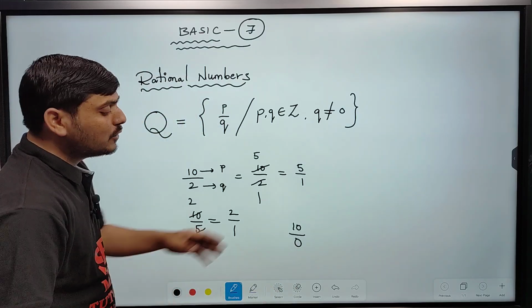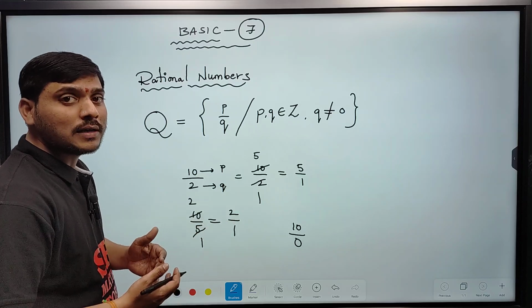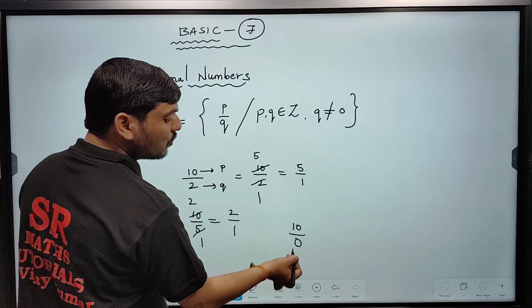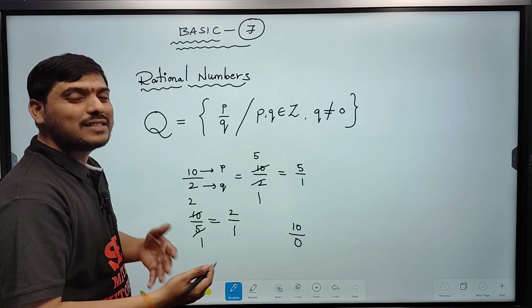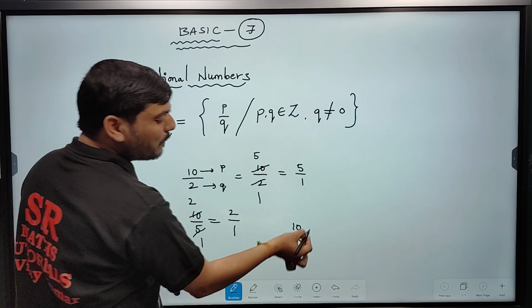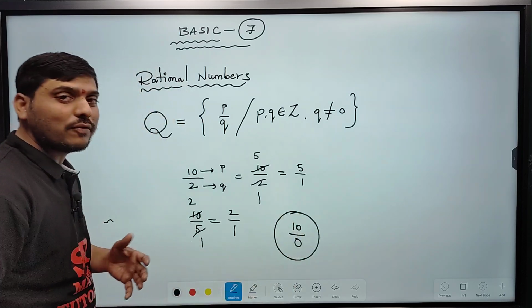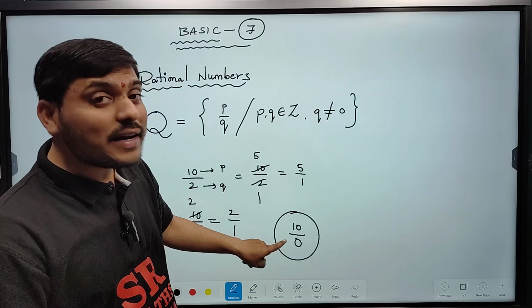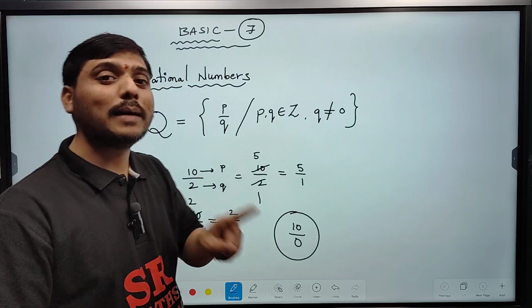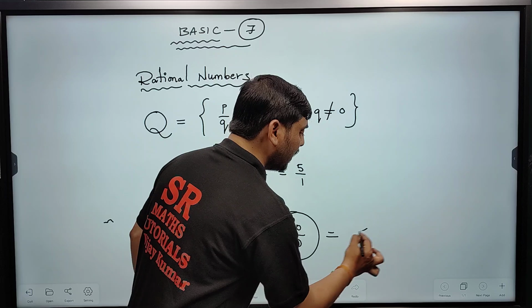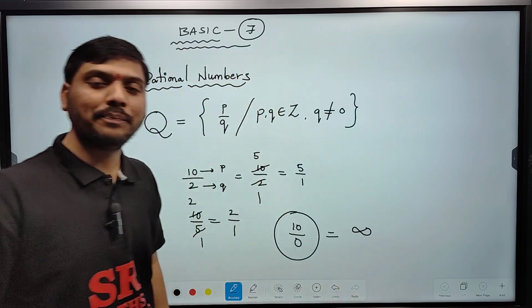Now tell me, do these two numbers, 0 and 10, come in any table? No. Some students say 0 ones are 0, 0 tens are 0, but 10 does not come. So this type of problem is very complicated. Whenever the denominator is 0, that number cannot be defined. This answer is infinite.